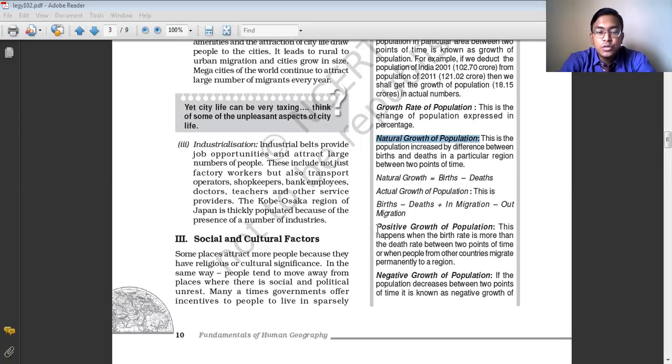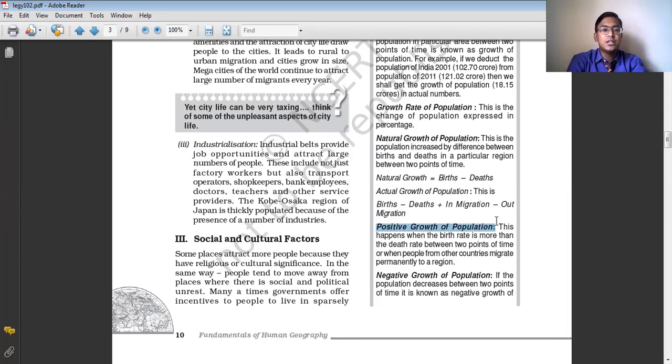So there are two other terms related to population geography: the positive growth of population and the negative growth of population. What does positive growth of population mean, and what does negative growth of population mean? In most cases, we see that the population of a particular country increases. That is the positive growth of population.